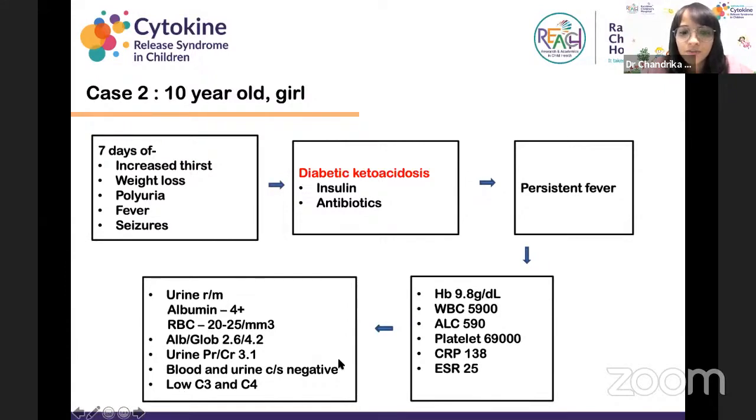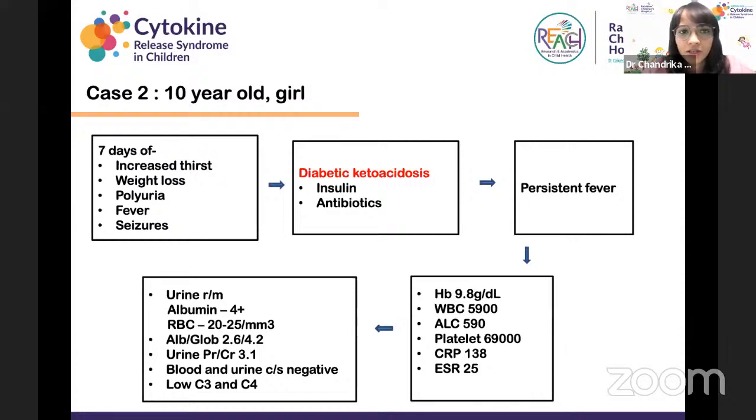Here, if you see, the CRP had gone up. Her baseline CRP was 55. It had gone up to 138 and ESR was 25. Apart from that, other screening tests showed she had significant proteinuria with an albumin of 4+ and a protein creatinine ratio of 3.1. Her serum albumin had also gone down to 2.6. Blood and urine cultures were negative for any infection, and she had low C3 and C4.